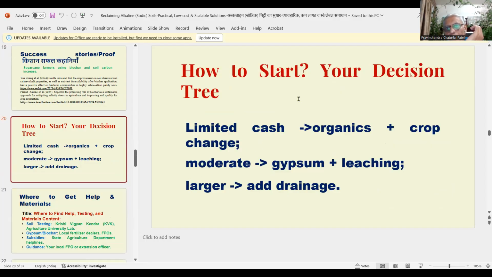Then how to start: your decision tree. In a limited case, suppose you have low money, then you have to add organic matter plus crop change. As we have suggested, the crops depend upon the alkalinity or salinity. Then for moderate salinity, use gypsum plus leaching. Then if you have good income, add drainage.